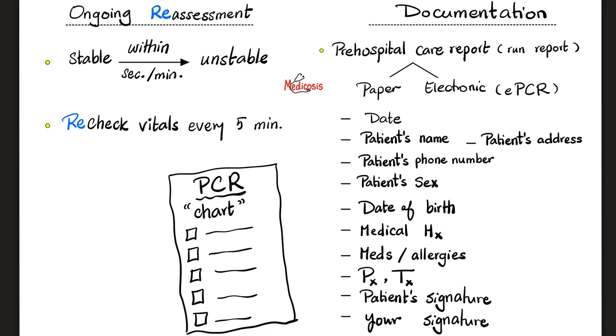Document, document, document, document. Prepare your pre-hospital care report, whether it's in paper form or electronic. The electronic pre-hospital care report is called ePCR, which stands for electronic pre-hospital care report, but it's a cute name because it can also stand for polymerase chain reaction. What should I document? Everything. Today's date, the patient's name and address and phone number, male or female, date of birth, medical history, medications that the patient is taking. Is the patient allergic to anything? The physical exam findings. If you provided any treatment, document it. Then the patient will sign and you will sign.